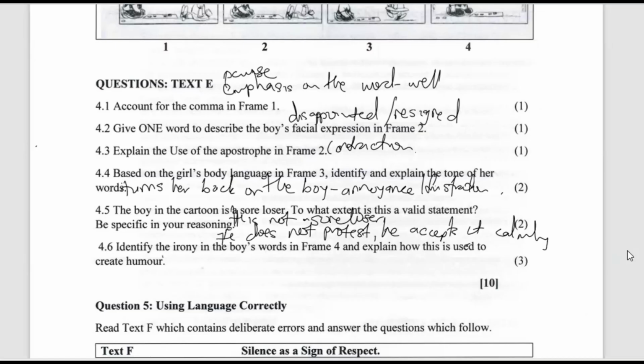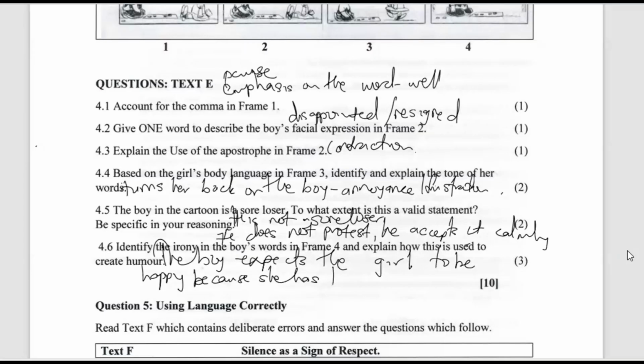So let's write the irony properly. All right, the answer will be: the boy expects the girl to be happy because she has beaten him again, but she accuses him of taking the fun out of the game.